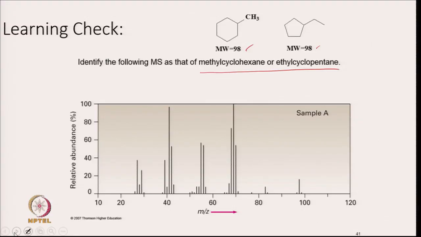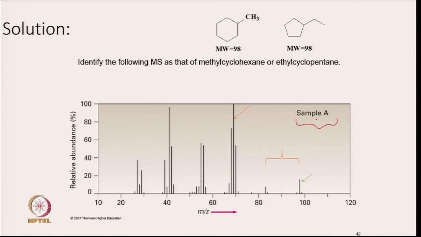Suppose you have sample A and you want to know whether this sample A is basically this compound or this compound, and this is the spectrum of sample A. Then you look at these 3 peaks and they are very characteristic. This is the M plus peak, which is equal to 98. So, this is the molecular weight of 98, and then if there is a loss of CH3, you can get a peak at 83, and that is what you see.